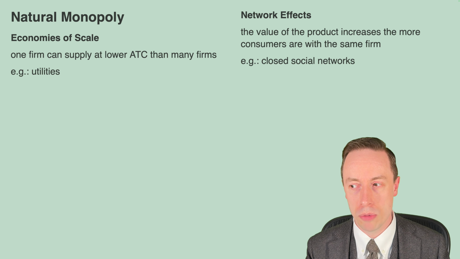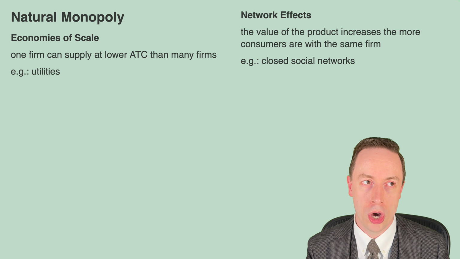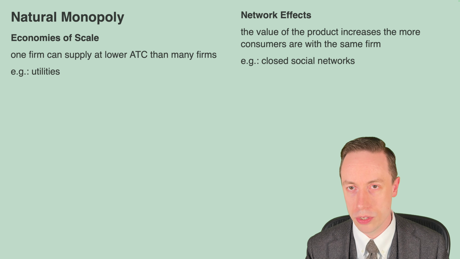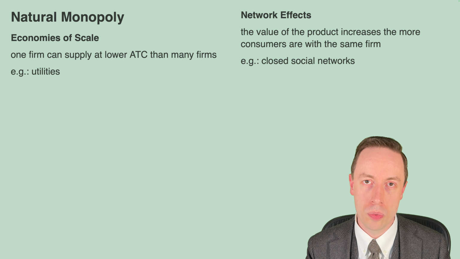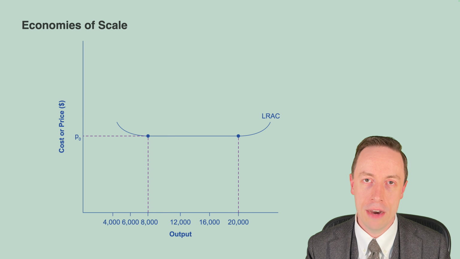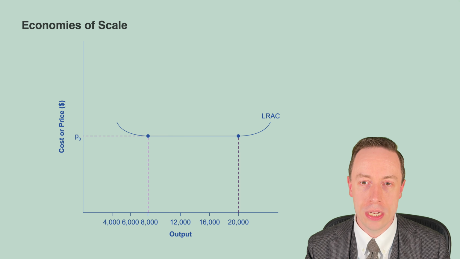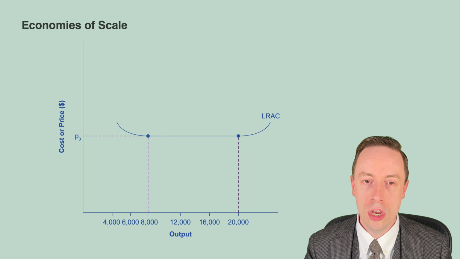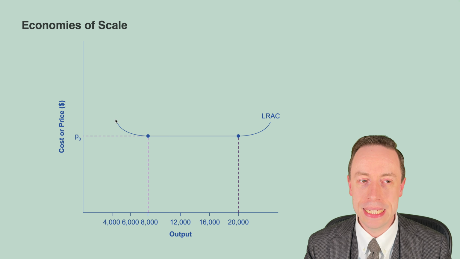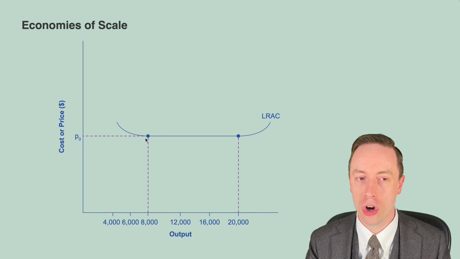So let's go back to that more traditional type of natural monopoly where we're talking about economies of scale. Basically, what we're talking about is the average total cost of providing a product. So here's a long-run average total cost curve with its 3 standard sections. We've got the beginning here, where if you produce more, your average cost falls.